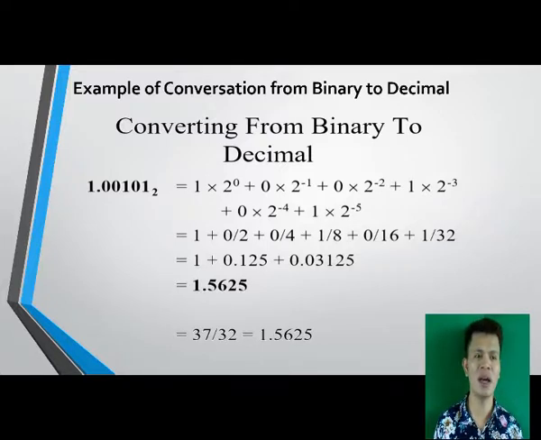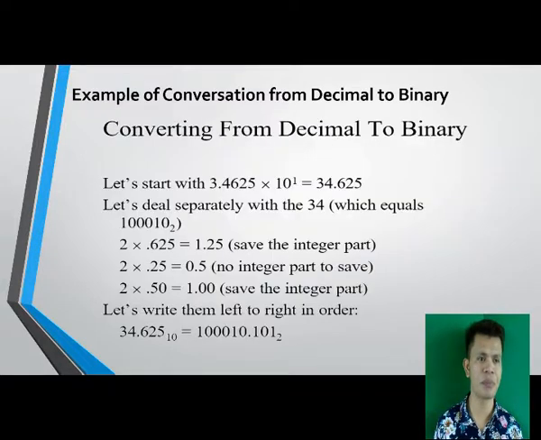We can use another form like 37 divided by 32, which is equal to 1.15625. Another example of converting from decimal to binary. Let's start with 3.4625 times base 10 exponent 1, which is equal to 34.625.